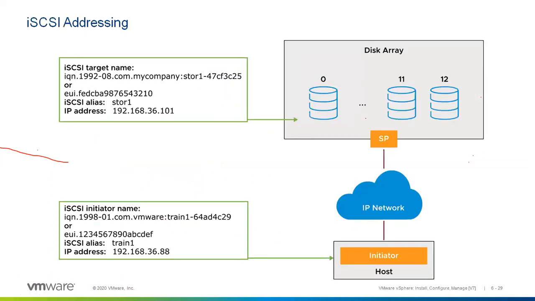So like here, you could see a target will have an IQN number and an IP address. Same way, an initiator will have an IQN number or an IP address. So always an initiator will send a request to a target. When I say request, it will try to find the target by IQN number or by the IP address.